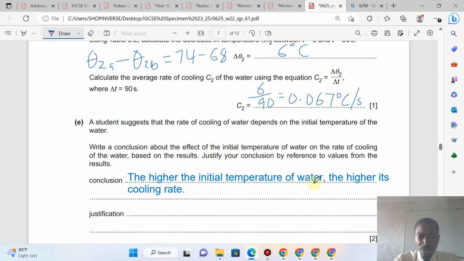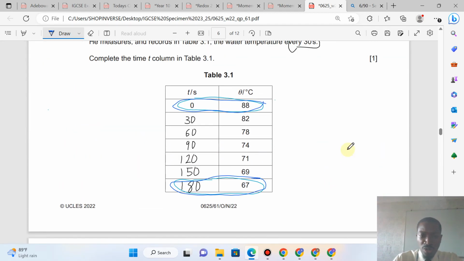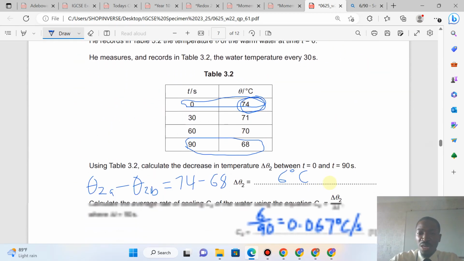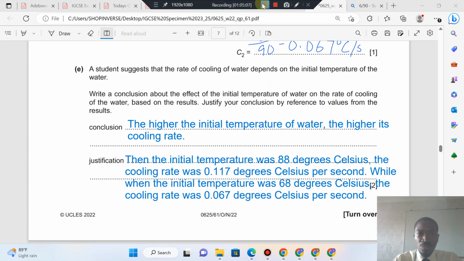What are the values from the result? What value from the result shows us that this conclusion is justified? Now these are the values. When the initial temperature was 88 degrees Celsius, what was the cooling rate? The cooling rate was 0.117. So you just put that down here, okay? That when the initial temperature was 88 degrees Celsius, the cooling rate was 0.117. So that is how you state the justification for your answer, okay?